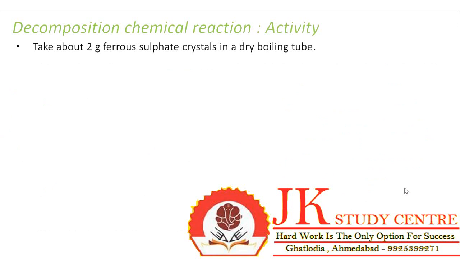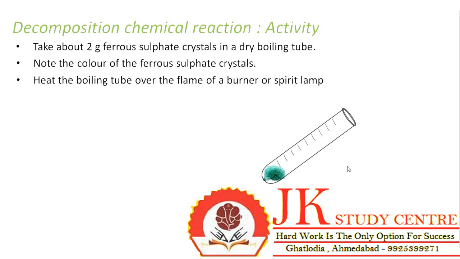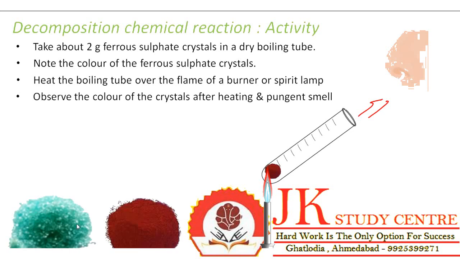For an activity, we can take 2 grams of ferrous sulfate crystals in a dry boiling tube. So this is a boiling tube. Here I have ferrous sulfate, 2 grams. We note the color is blue. Now heat this over a burner. We'll observe that the color changes to red. Also we'll see a pungent smell. The smell comes out, right? There are two things: one is the color change and the other is the smell.